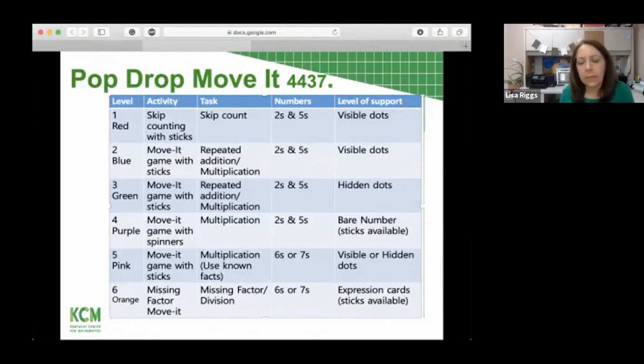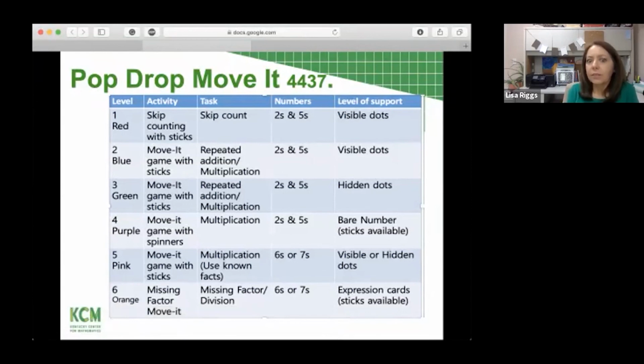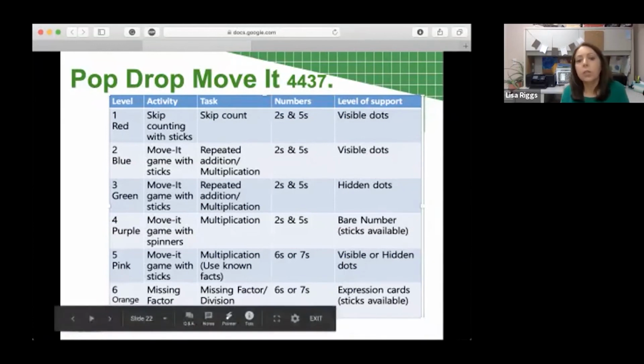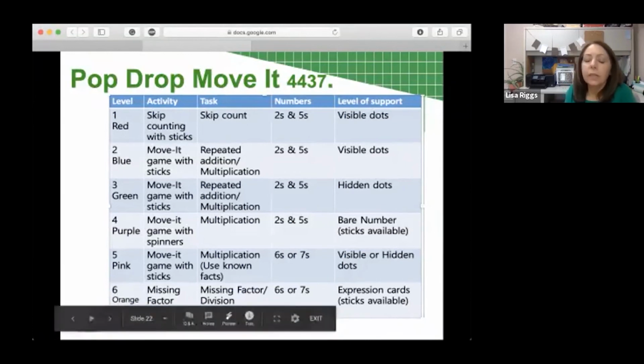I love the progression of this as well, because it moves from skip counting with visible items to repeated addition with visible items to repeated addition with the dots hidden. It's that structure that we talked about a few minutes ago. And then we're moving to bare numbers, which means that the groups are hidden and the items are hidden. And then we're going to apply what students knew about 5s and 2s to figure out their 6s or their 7s. And then thinking about hidden the expression cards, which is a missing factor game.